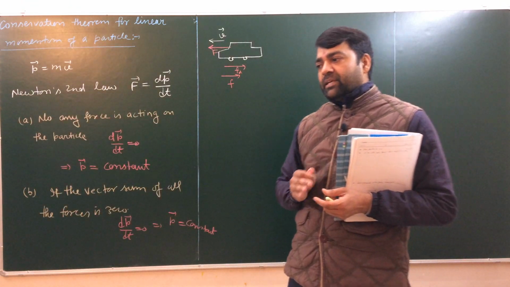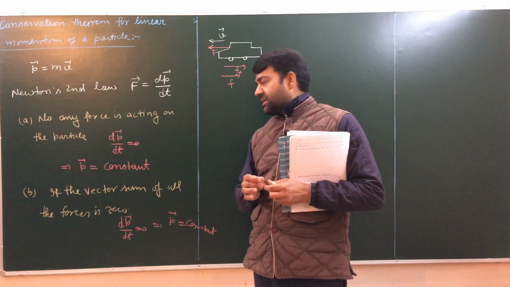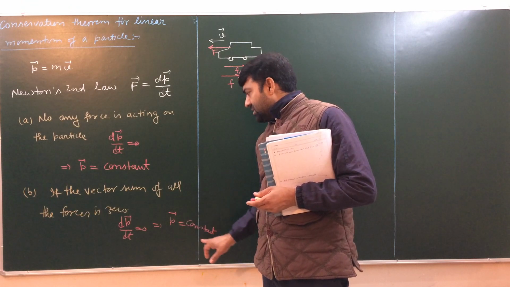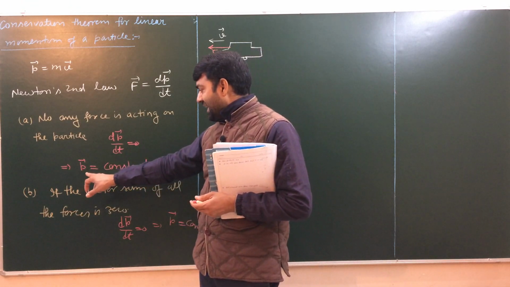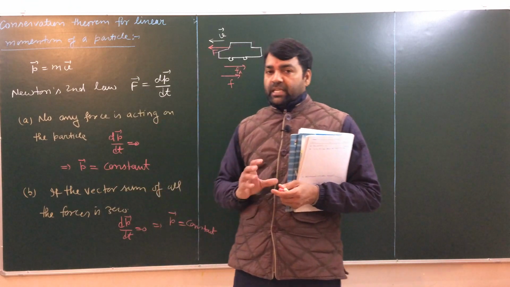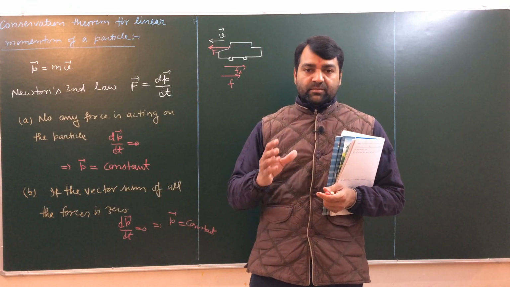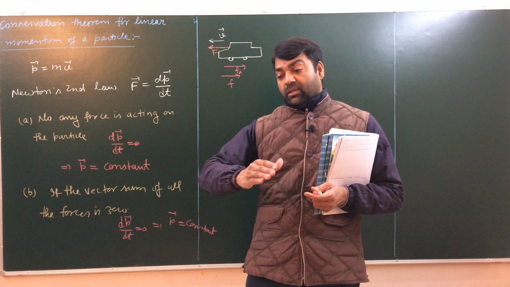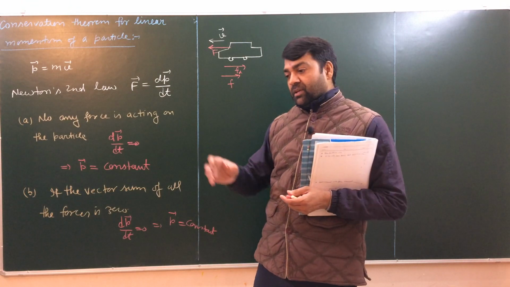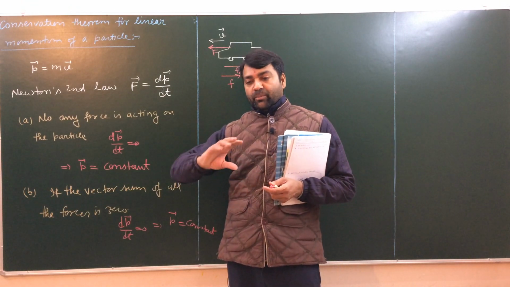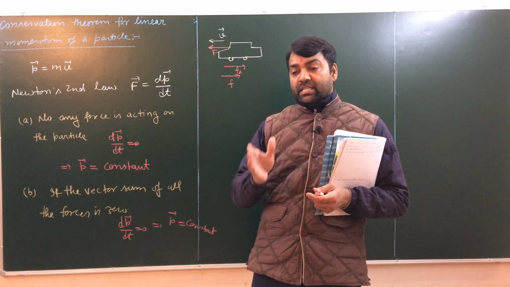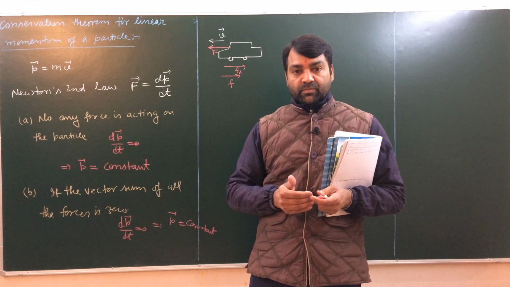Here constant linear momentum means, dear student, momentum is a vector quantity, and I have written P arrow is equal to constant. In this case also P arrow is constant, meaning the body is not going to change its momentum in directional aspect as well as in magnitude aspect. It is also not going to change its direction. To change the direction you need a force.